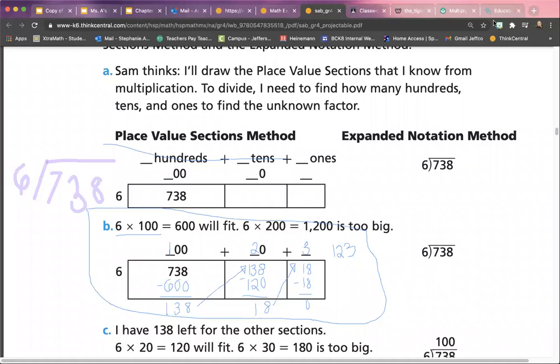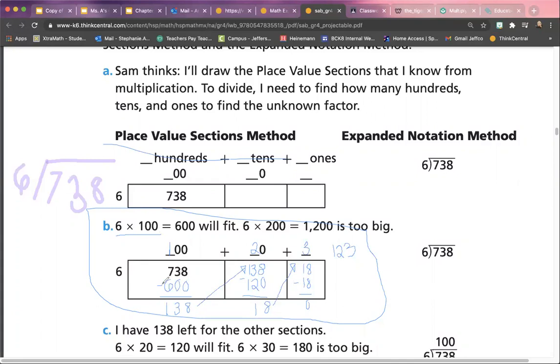So what I noticed is that they're all doing the same thing. They're trying to get the same answer.